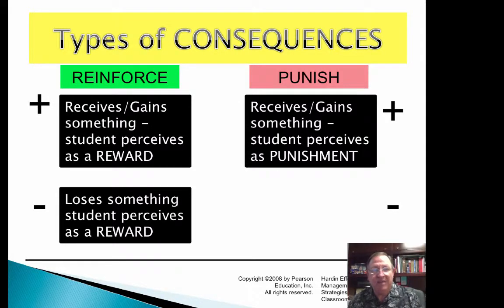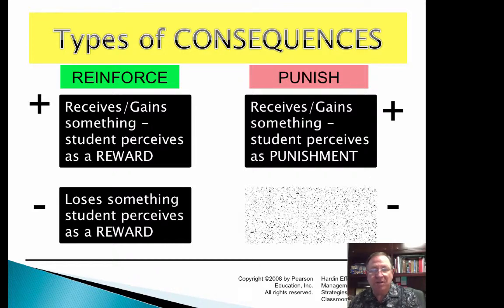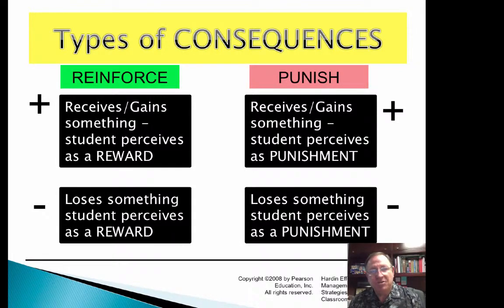Look, if they gain something, they perceive it as punishment. Notice they look almost the same thing. It all has to do with how the student perceives it. On the punishment side, if they receive something, or if some other consequences apply that they don't want to have to do or they don't like, they perceive it as punishment. If they lose something that they wanted to do, they perceive it as punishment. So be aware of positive and negative reinforcement as well as punishment in the consequences.